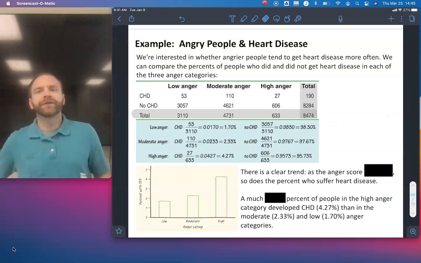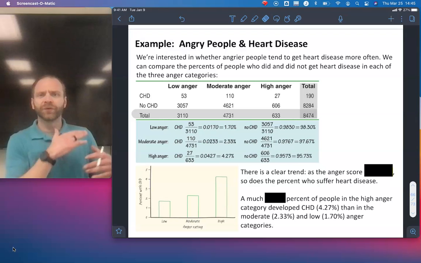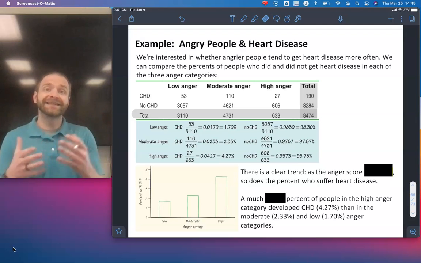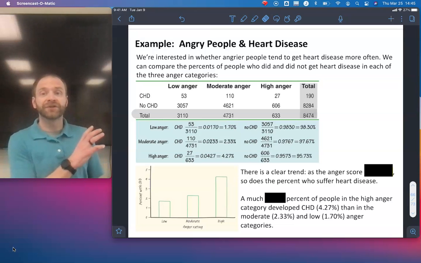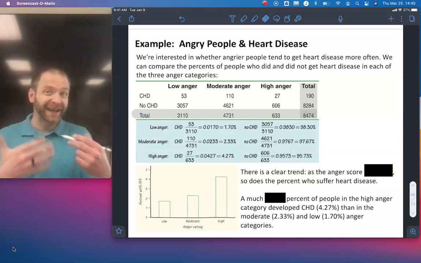So we're interested in whether angrier people tend to get heart disease more often. And notice I have highlighted in gray here the totals for the rows and the columns. We can compare the percents of people who did and did not get heart disease in each of these three categories. And that's what we're doing in this step. And then down here we have a visual representation, a graph of it, to help us analyze it better.